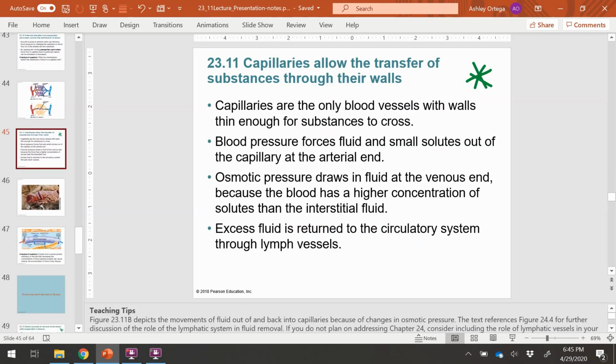For capillaries, what we want to know is that they are the only blood vessels with walls thin enough for substances to cross. As we know, oxygen and carbon dioxide freely cross the capillary wall to and from the red blood cell, to the interstitial fluid and to body cells. Any excess fluid that's lost, since fluid and red blood cells can actually be lost through the capillaries, gets returned through lymph vessels, through the lymphatic system.